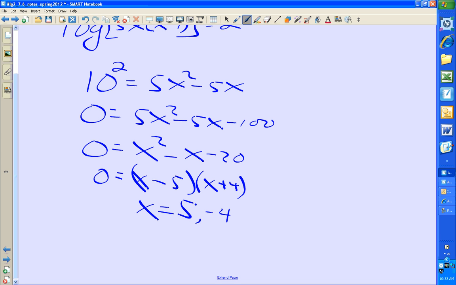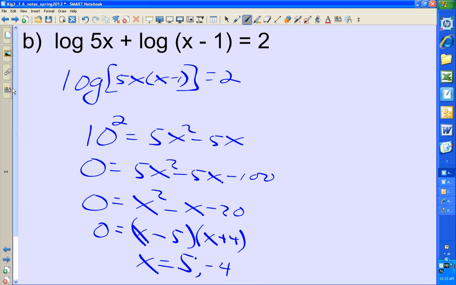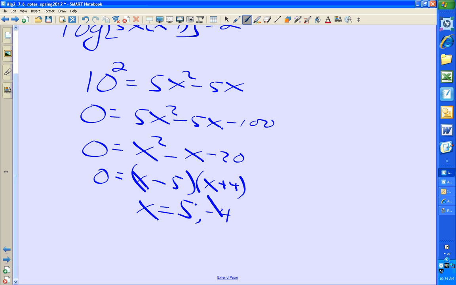Those are the two potential answers. When you plug in the -4, however, you get the log of a negative in the first spot and in the second spot. It's either or both. So the -4 is not going to work. The 5 is going to work. So we have an extraneous solution on the -4, and 5 is our solution.